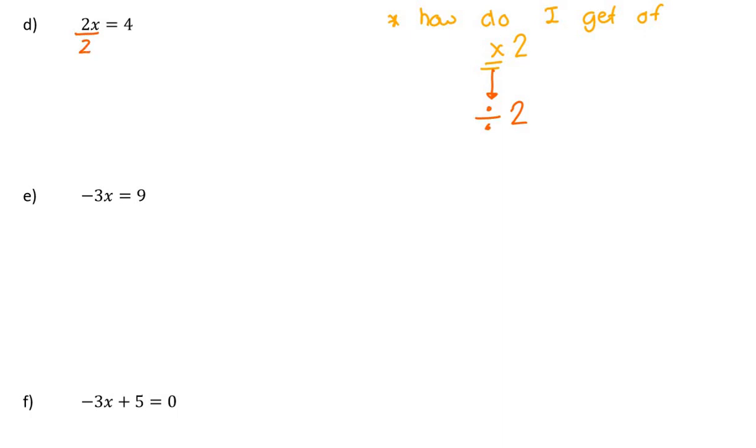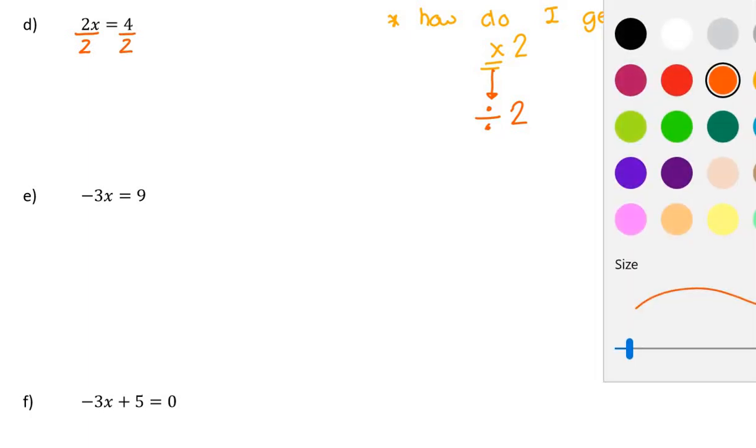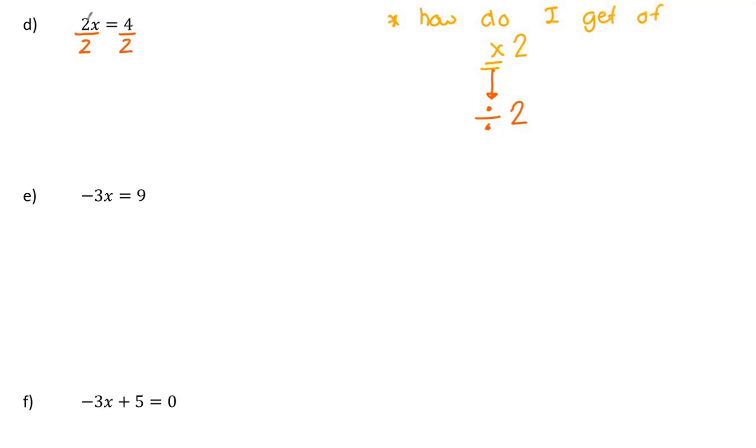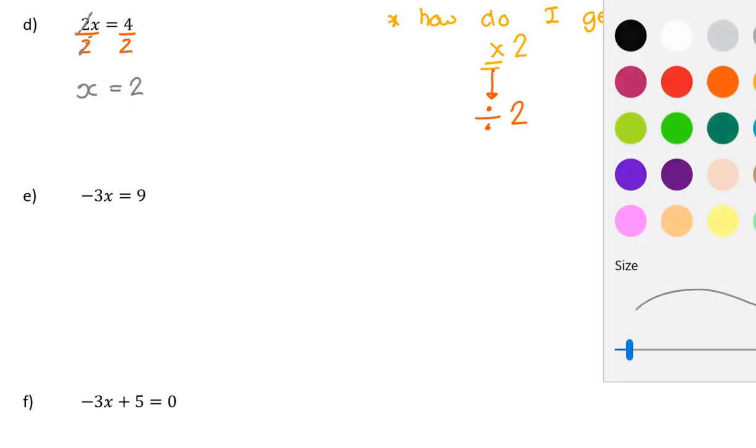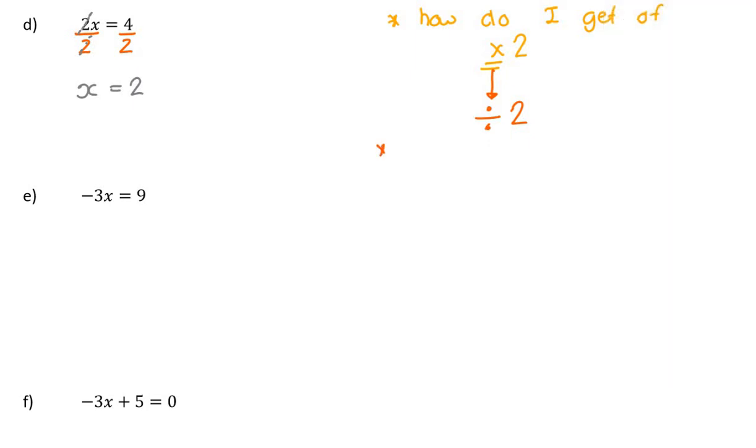But the golden rule of equations says what you do to one side, you do to the other side. So what actually happens here now is that these 2's cancel. So 2 divided by 2 is 1. So I get x, and on this side I get 2. So just don't forget that golden rule. I'm just going to write myself a little note here. Don't forget your golden rule. Once you've decided what you'd like to do, as long as you do the same thing to both sides, you'll be fine. Okay, let's look at E.